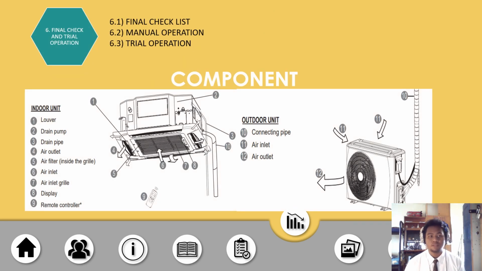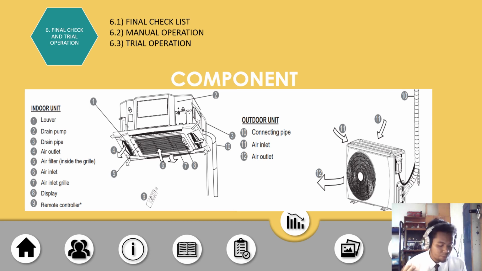Okay, for the last step of the installation, we need to do the final check and trial operation. The final checklist is we need to check the total length of the piping and record the volume of the additional charged refrigerant. The power supply should comply with the rated voltage of the air conditioning. Electric wiring connections are correctly completed and the unit is grounded.